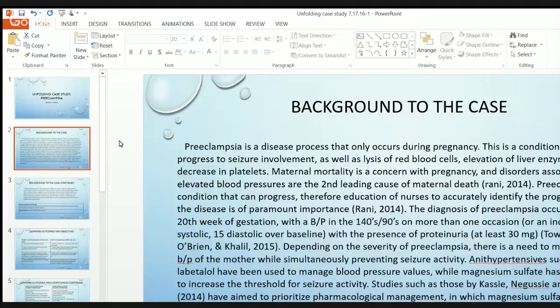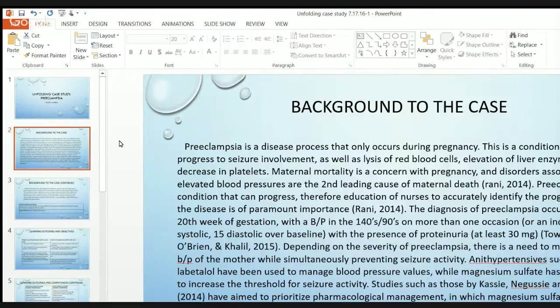This topic was chosen because maternal mortality is a very real issue that we have to deal with in pregnancy. Maternal mortality is associated with elevated blood pressures, and it is the second leading cause of maternal death.